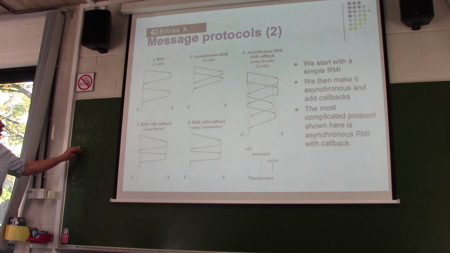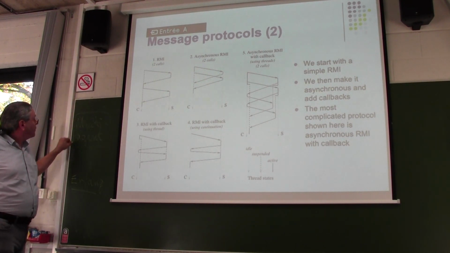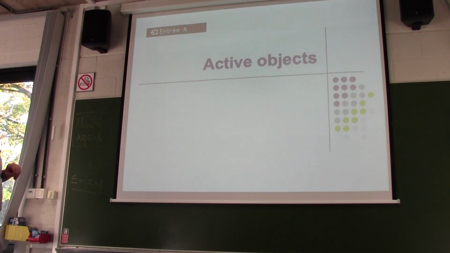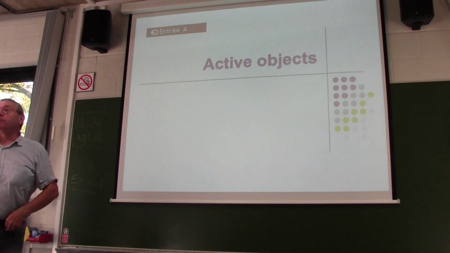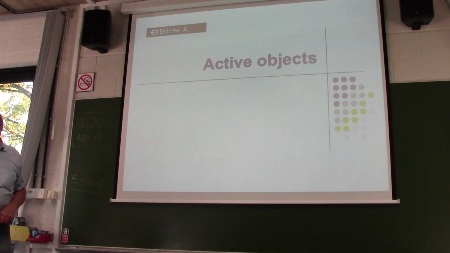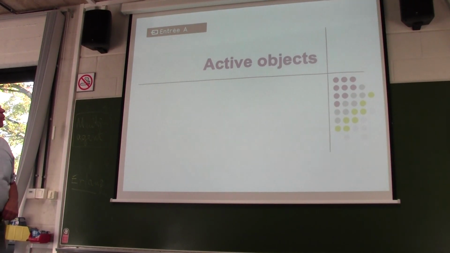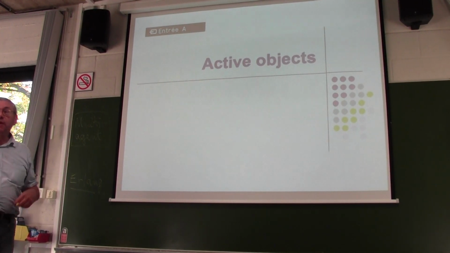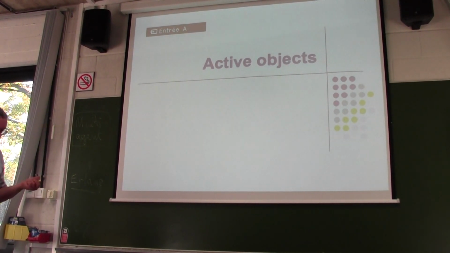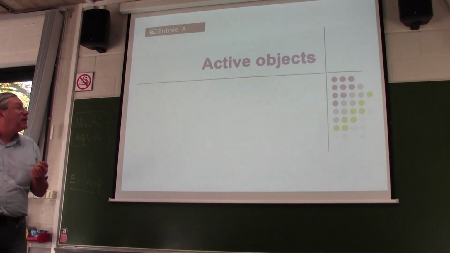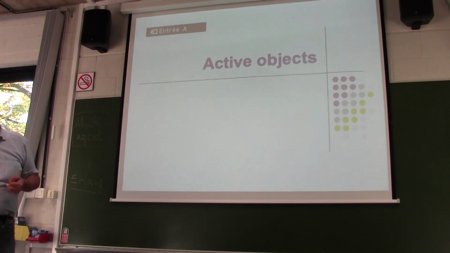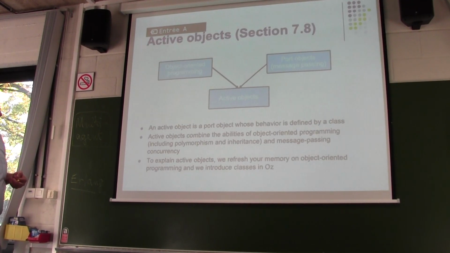I want to really go on to multi-agent systems today. Okay, and in order to do that, I want to introduce active objects because we're going to define our multi-agent systems. Very often, we're going to define them using classes. The state transition function, you can represent it as a class. And an active object is a kind of port object defined by a class.